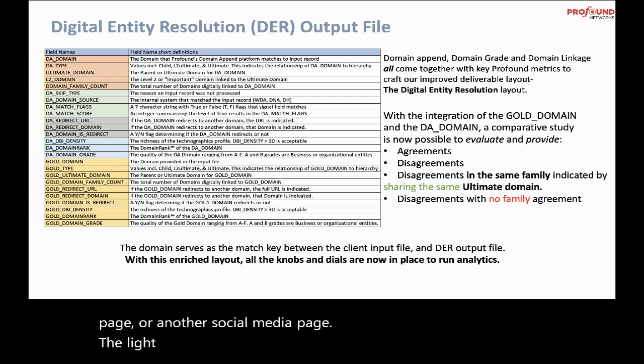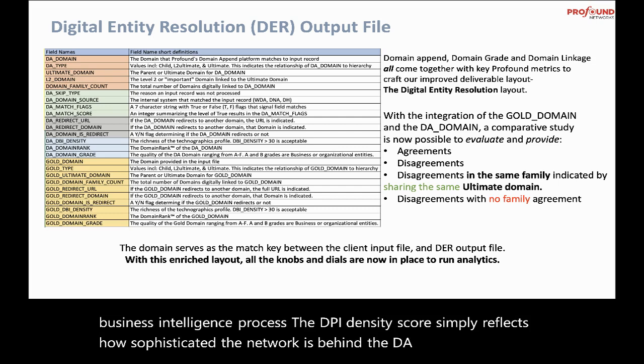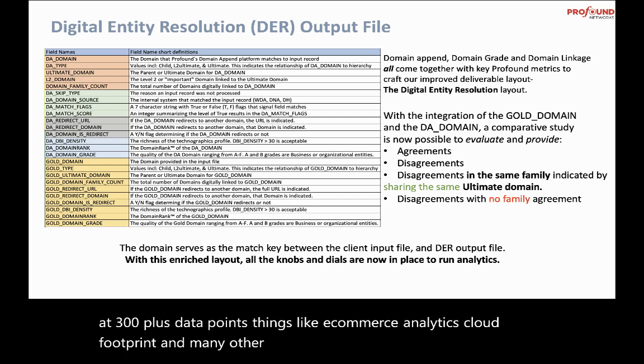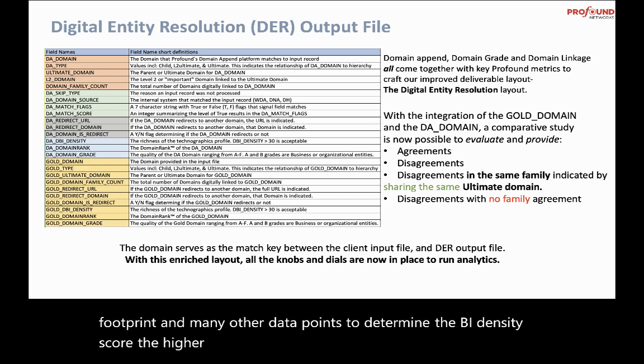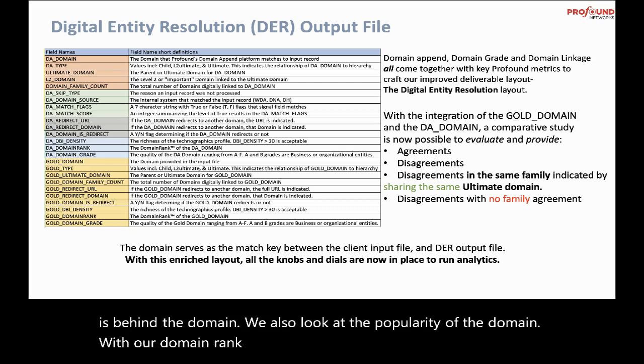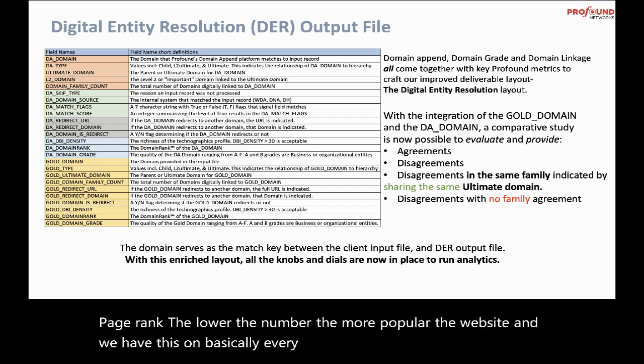The light blue section are a few data points from our digital business intelligence process. The DBI density score simply reflects how sophisticated the network is behind the DA domain. So we look at 300 plus data points, things like e-commerce, analytics, cloud footprint, and many other data points to determine the DBI density score. The higher the number, the more sophisticated the network is behind the domain. We also look at the popularity of the domain with our domain rank algorithm. Domain rank is similar to Google PageRank. The lower the number, the more popular the website. And we have this on basically every business domain on the internet.